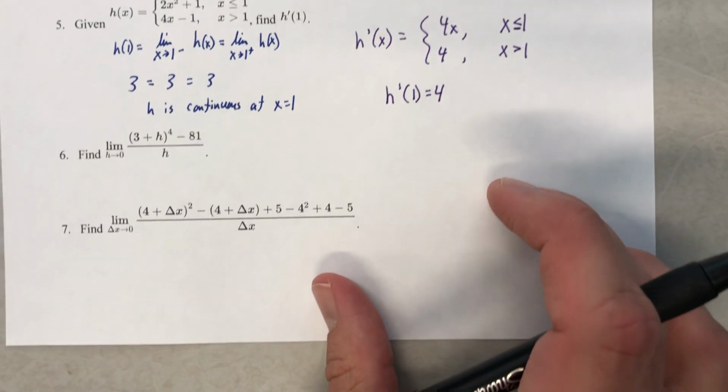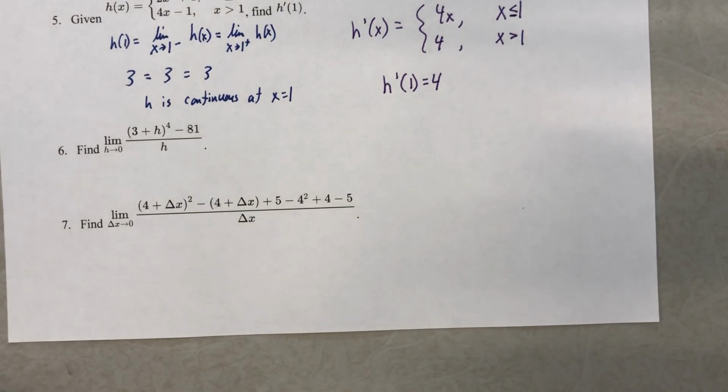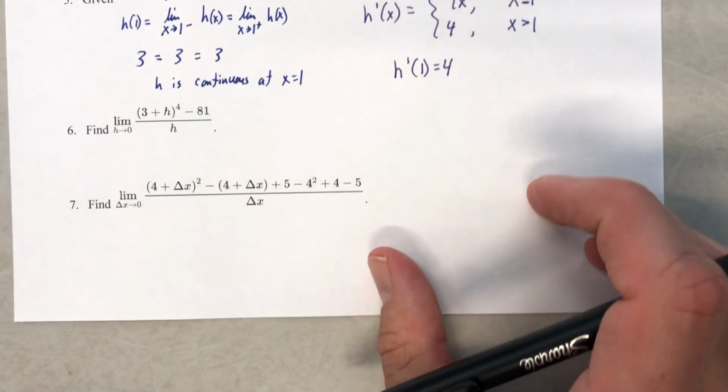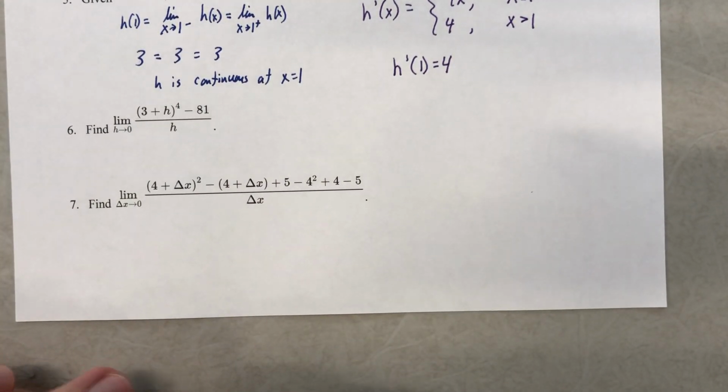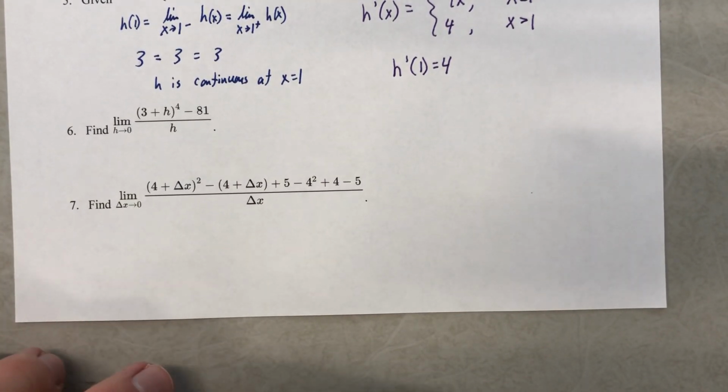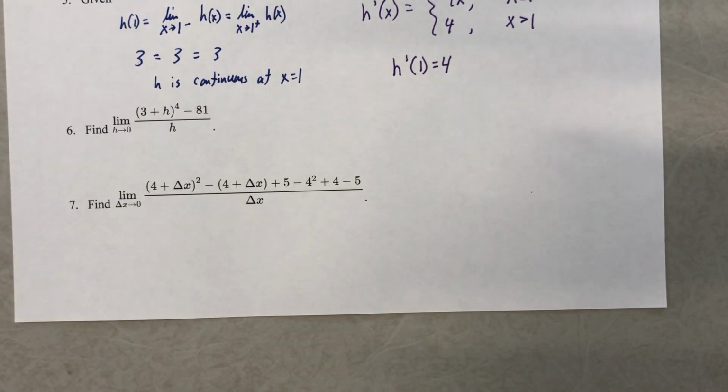Okay, look at number 6 for just a second. And let's figure out what it's asking. Find the limit as h approaches 0. Oh, it's a limit question. No, it's not actually. It is not a limit question, nor is number 7. Number 6 is actually a question that's asking us to find the derivative.